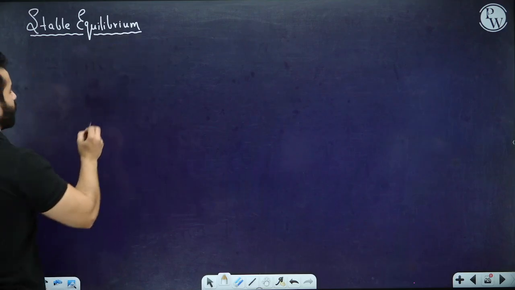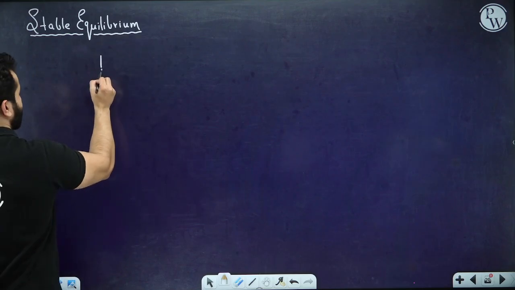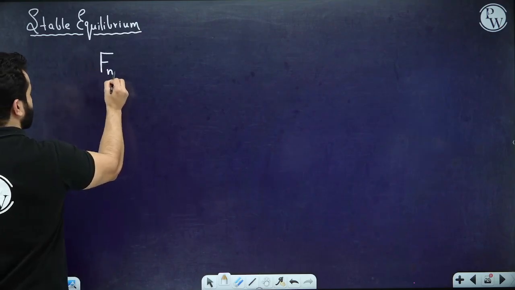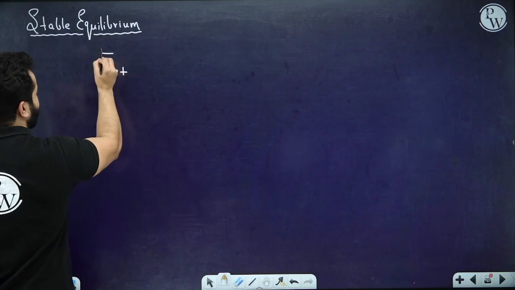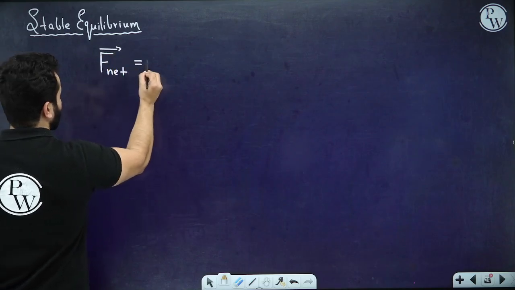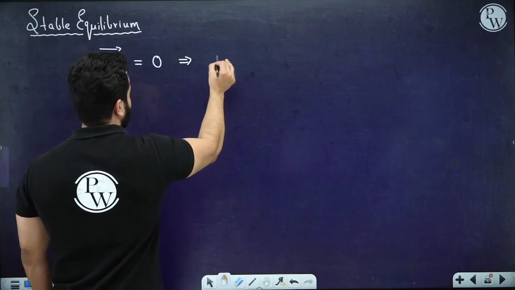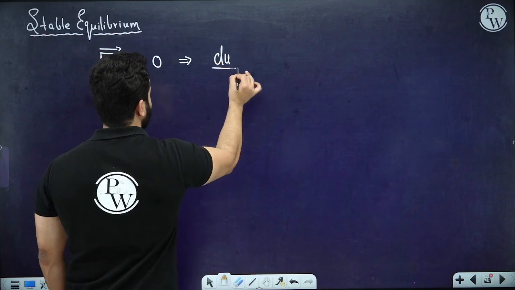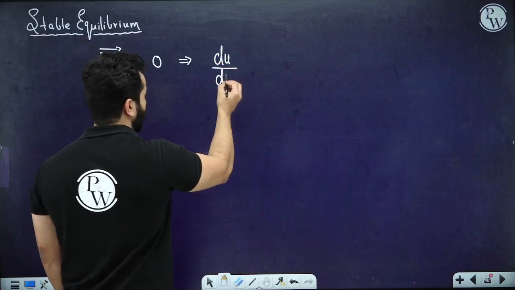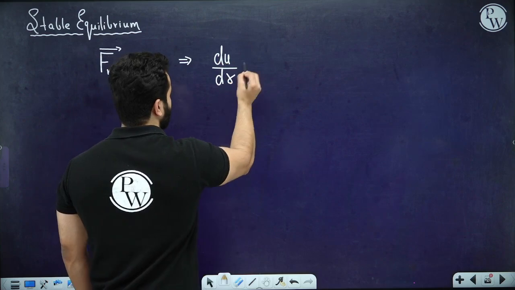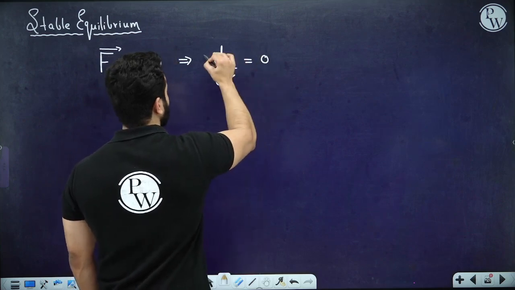the first thing that we are going to say is definitely that the net force acting on the body will be 0. Well, this is for any type of equilibrium. So from this, we can also imply that du by dx is 0, or whatever you want to call it, du by dr also, right? So du by dr is 0.